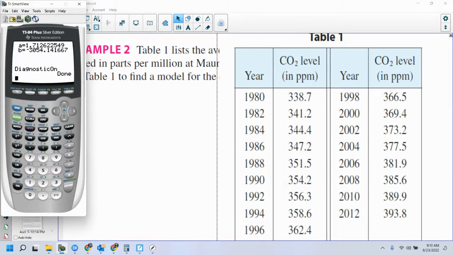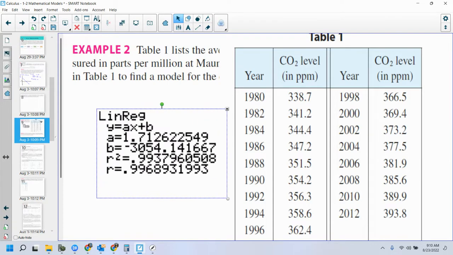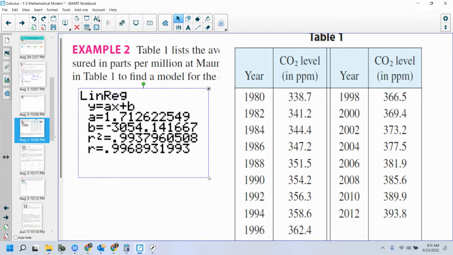And you have to hit done. And then you just rerun your regression. Stat, calc, 4 is linear, ax plus b. It's giving us an R squared value as well. Really, we're looking at the R value. The R squared value is just an even stronger value because you're squaring your variances, making your variance even bigger.